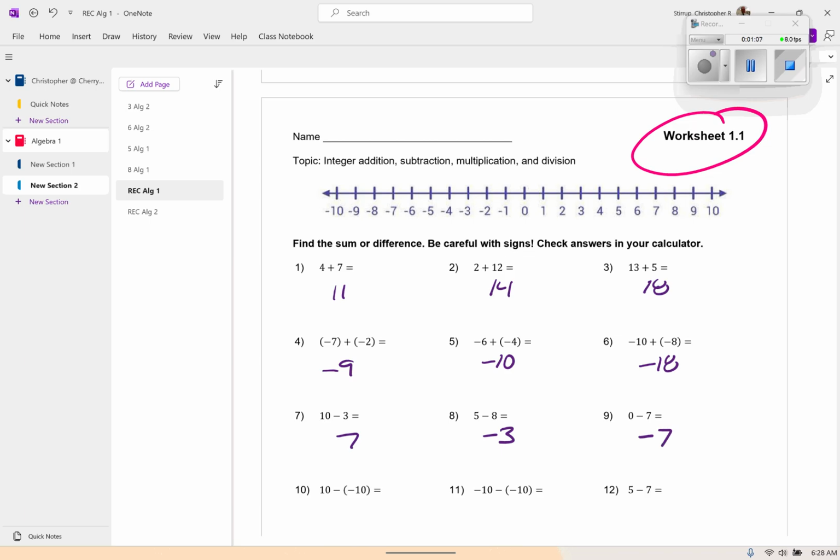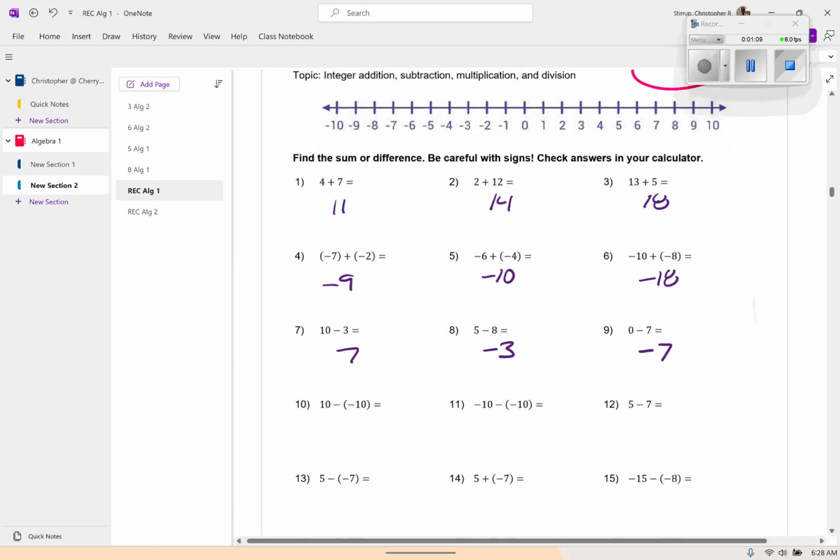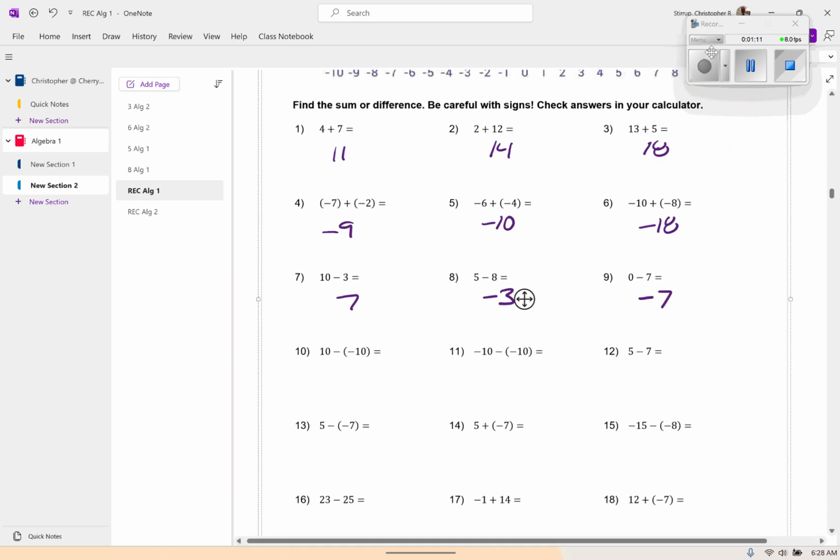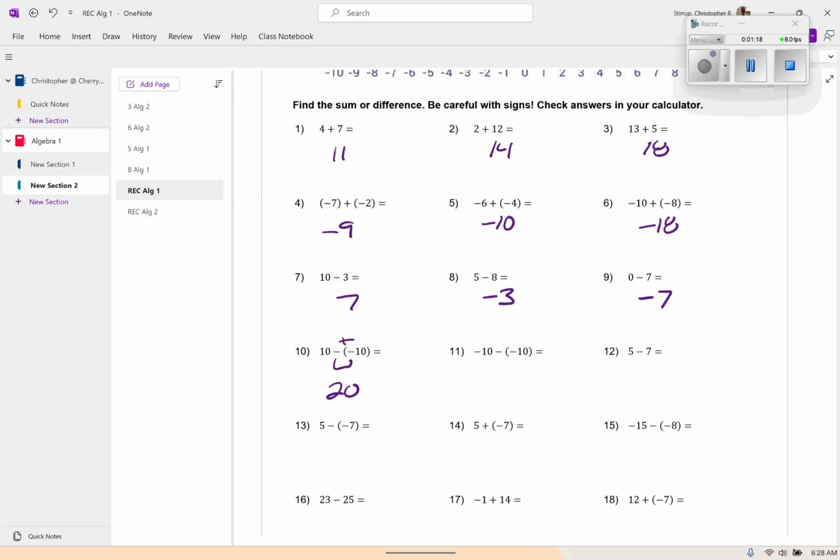You have no money in your pocket. You see something that costs $7. How much do you owe? When you have the negative negative in a row, it becomes a plus sign. Okay, so this just becomes 10 plus 10, which is 20. Here, this is going to become the plus sign in between these, but I have -10 plus 10, which is just 0. You have $10, you see something that costs $10.